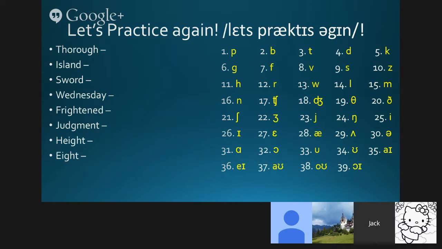Okay. So the first one, thorough, we know it's a TH. So we know it's got to be either number 19 or 20 over there. And you can hear when you say it that it's that soft whisper, not the buzzing sound. So that's number 19, the "th" not the "th".